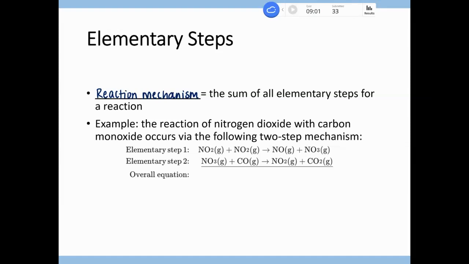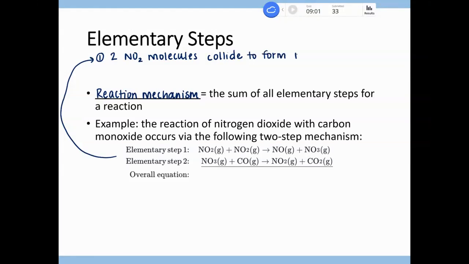Let's put words to what those reactions are. I'm going to do that up here. So 1, 2 NO2 molecules collide to form nitrogen monoxide and nitrogen trioxide. Those are the 2 products after that first elementary step.